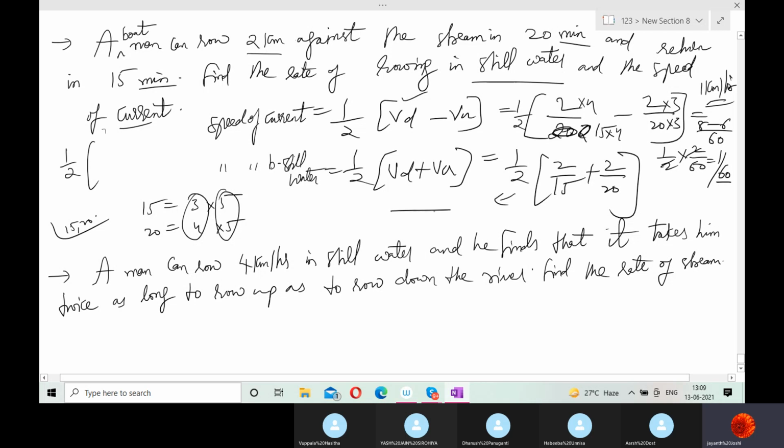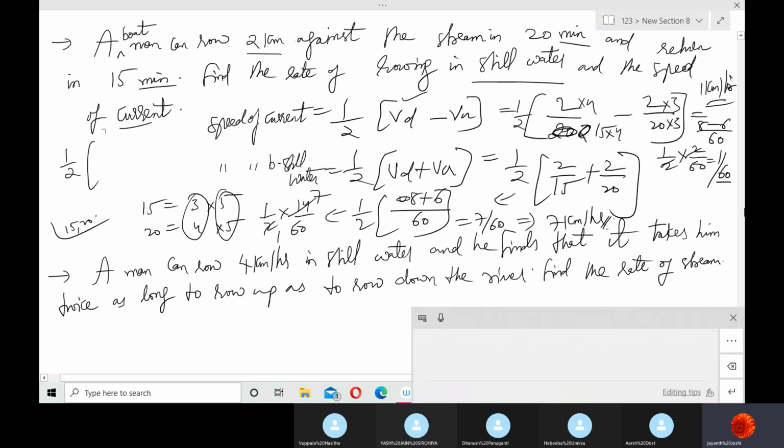And here the LCM is still 60. So 8 plus 6, 14, half. So I'm writing here 1 by 2 into 14 by 60. So here the answer is 7 by 60. 60 minutes make an hour. This implies 7 kilometers per hour. Okay, so all of you make a note of this and go for the next question. Come on.